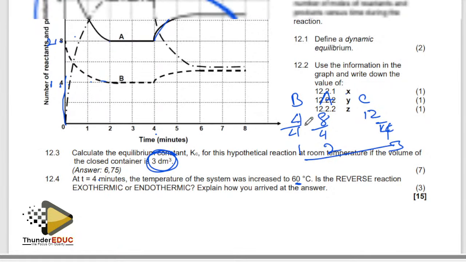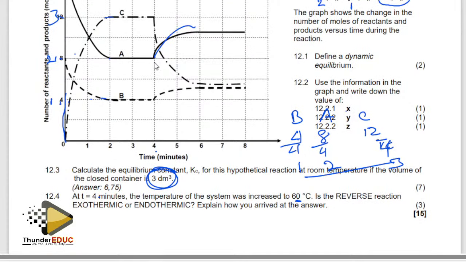You understand? So at first it was going like this, isn't it? Normally. When you increase the temperature to 60, it reversed. Definitely, if it reverses, then automatically the reverse reaction is endothermic. It's the one which requires heat because you have increased the heat. If it doesn't reverse, it just increases, then the forward reaction is automatically endothermic. But if it reverses, then the reverse reaction is the one which is what? Endothermic. Yes, because an increase in temperature favors the endothermic reaction.